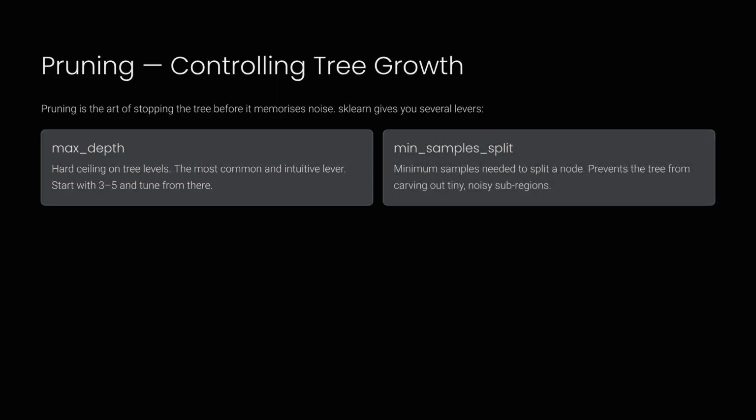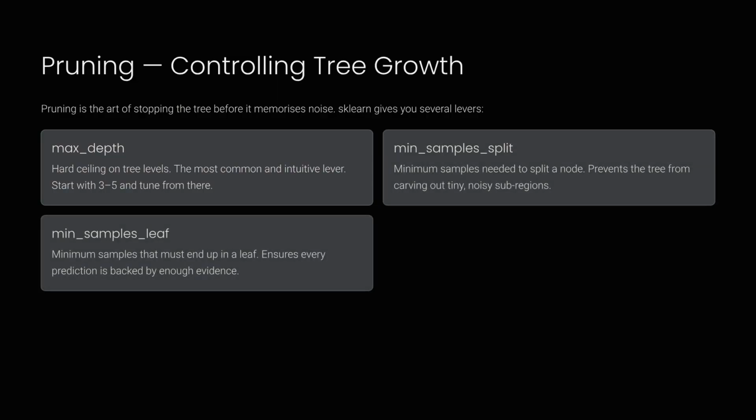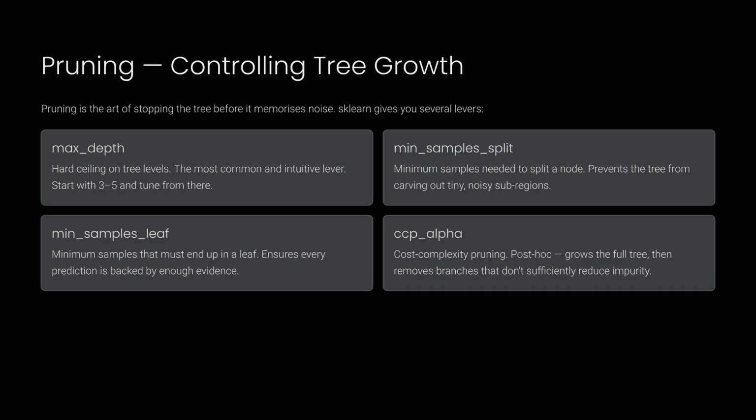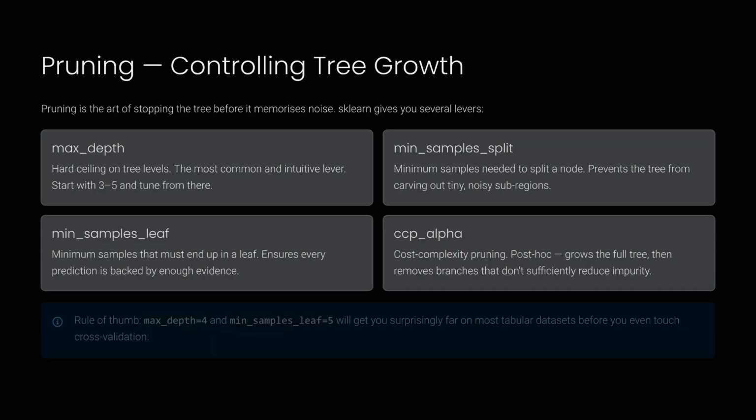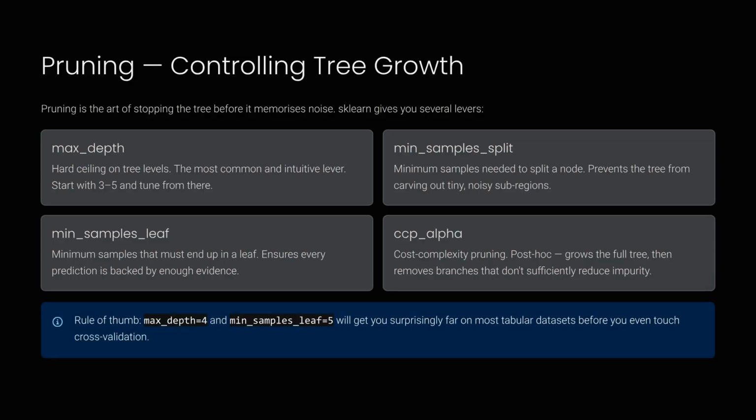Key levers include maximum depth, minimum samples to split a node, minimum samples in a leaf, and cost complexity pruning via CCP alpha. Simple settings like max depth 4 and minimum leaf samples 5 are good starting points.